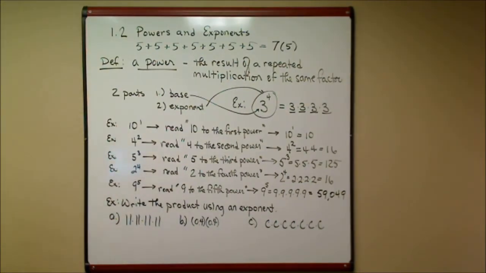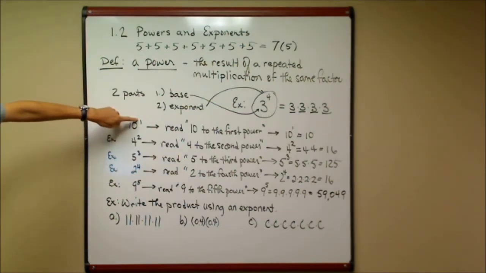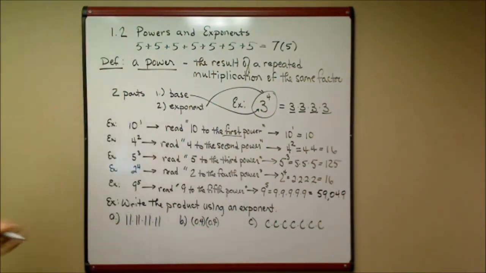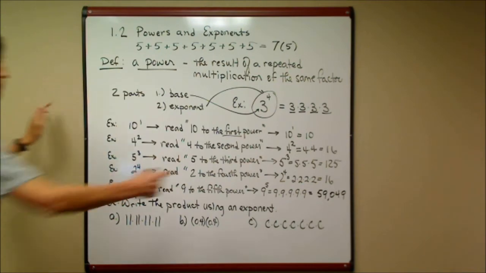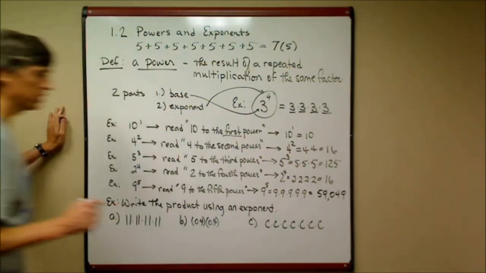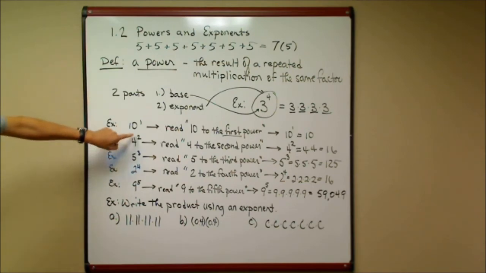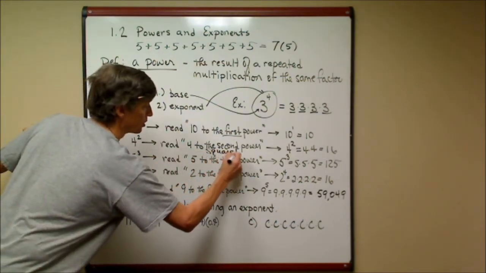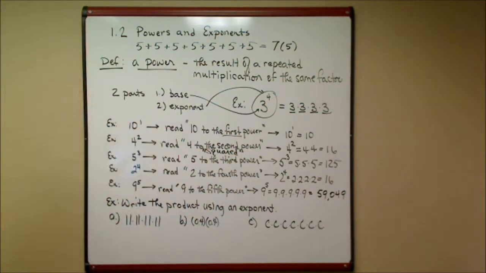Now, when we use exponents, we read them off a particular way. As you can see, I have several examples here. 10 with a little 1 raised and to the right is read 10 to the first power. And of course, 10 to the first power means you have one factor of 10, and that's just 10. 4 with a little 2 up there is read 4 to the second power, which I have written over here as 4 times 4, which of course is 16 when I simplify. Now, 4 to the second power is also read 4 squared. So you may see that expression squared, and I'm going to write that in. Another way to indicate a second power is to use the expression squared.